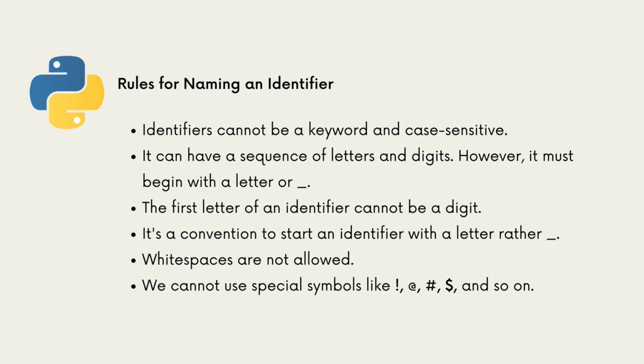That's why we have to understand the basic rules for naming an identifier. How can we assign identifiers or variable names in Python? Identifiers cannot be a keyword, and they are case sensitive. They can have a sequence of letters and digits, however they must begin with a letter or underscore. The first letter of an identifier cannot be a digit. It's a convention to start an identifier with a letter rather than an underscore. White spaces are not allowed. And we cannot use special symbols like at the rate, hash, dollar sign and so on.